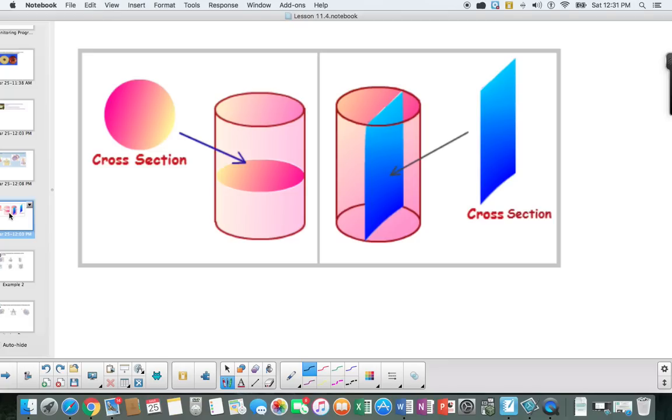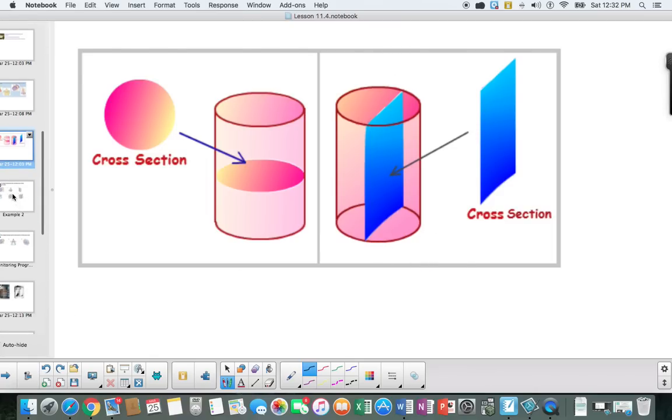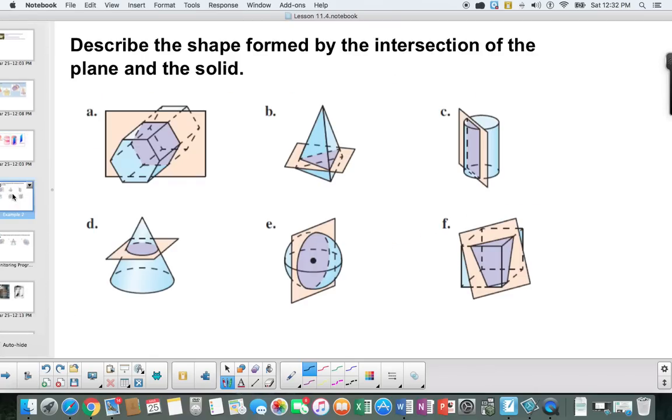Okay, and here's one last look at cross sections. You can see this cross section is from a horizontal plane, and this cross section, which looks like a rectangle, is from a vertical plane. Okay, describe the shape formed by the intersection of the plane and the solid. We can see the plane and we can see the solid, and this looks like a hexagon. So that's the cross section.